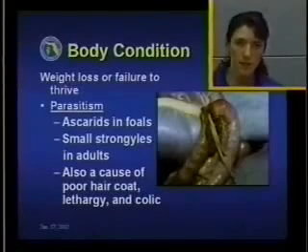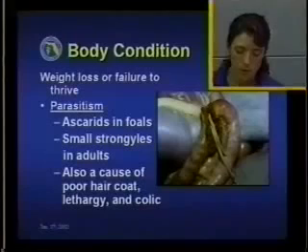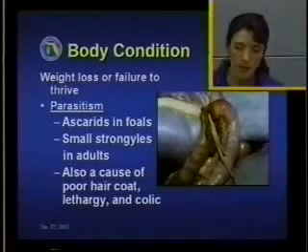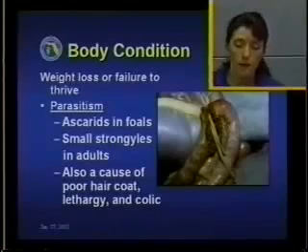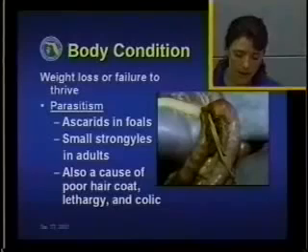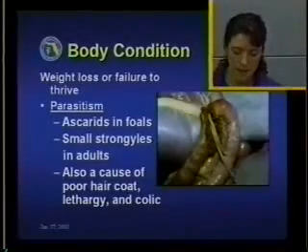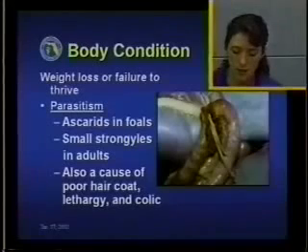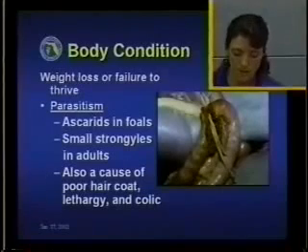However, small strongyles seem to be the type of parasite that causes most problems in adults. The reason they're associated with failure to thrive is that they encyst within the intestinal wall. If the infestation is severe enough, this encystment can cover a large enough surface of the intestinal tract, which prevents the absorption of nutrients.